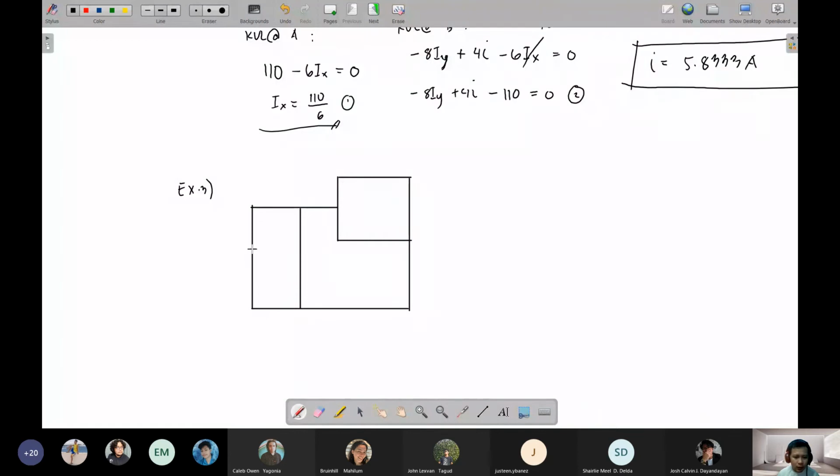Okay, then erase this one and this one. Yeah, this one is good. Okay. This will be a resistor.